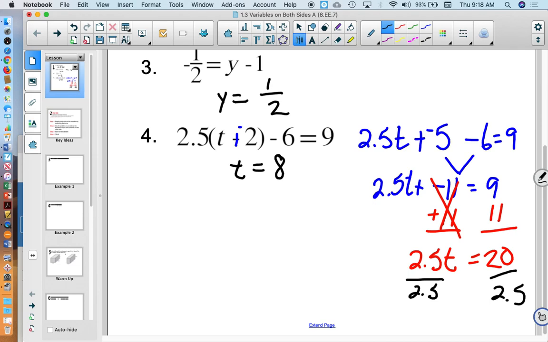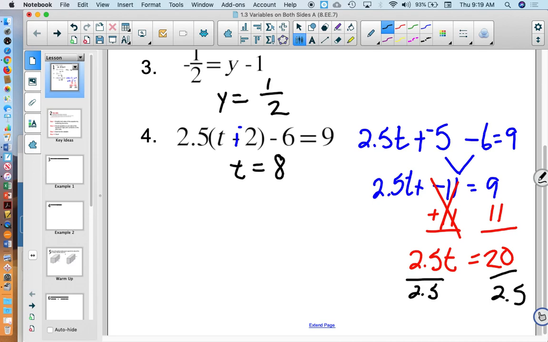Okay? And here's the deal, there's a check system on this. If you do the check system by substituting the 8 in where the t is at, you will know whether you got it right or wrong. So you won't come to class and we won't grade your papers and you're not going to miss a bunch of them because you've already checked your own work. Okay? Make sure you do the check.